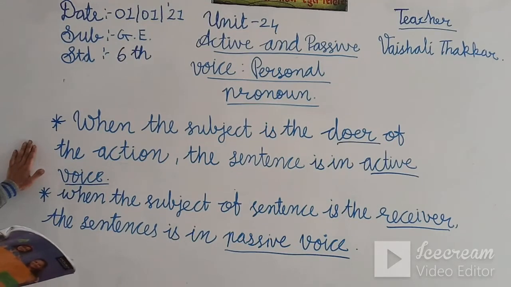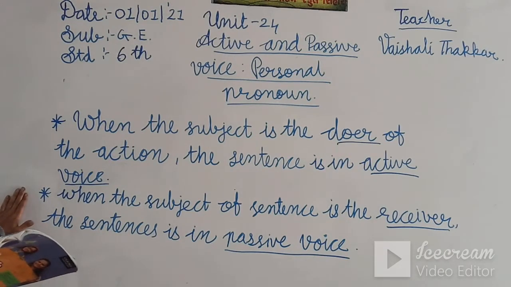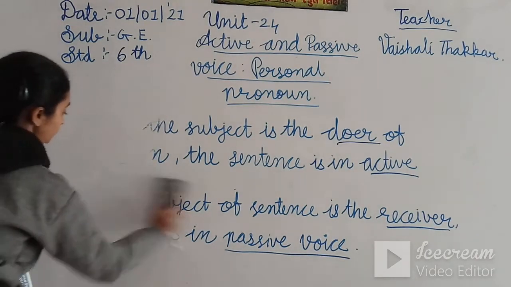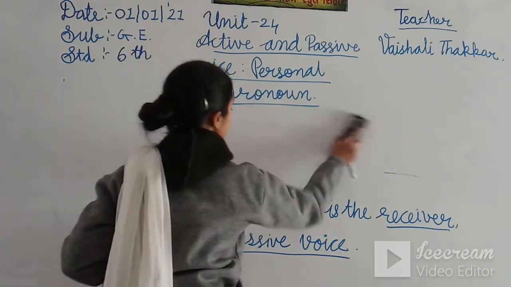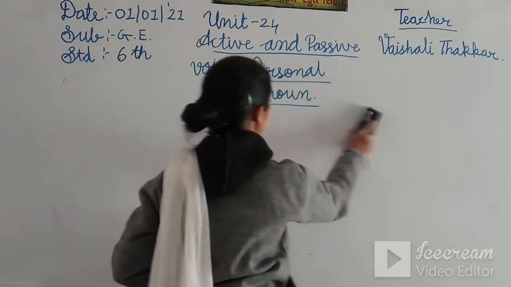First of all, note down this in your notebook. When the subject is the doer of the action, the sentence is in the active voice. And when the subject of the sentence is the receiver, the sentence is in the passive voice. Please children, note down this. When do we use the passive voice? If there is an active voice sentence, we convert it into the passive voice in some situations. There are a few points, so we write that.